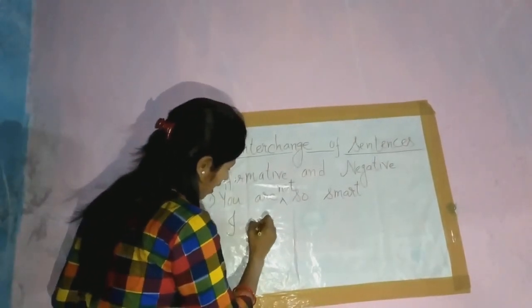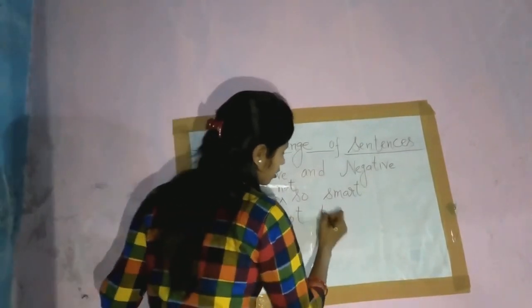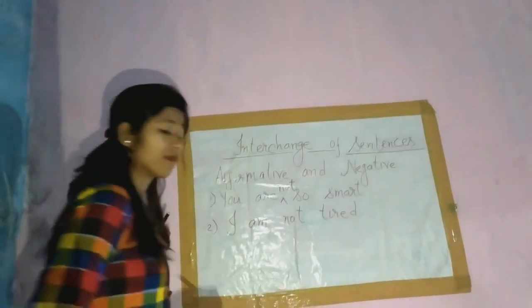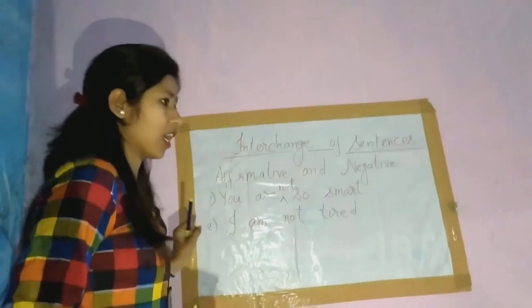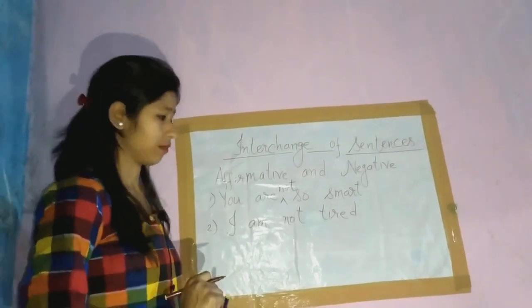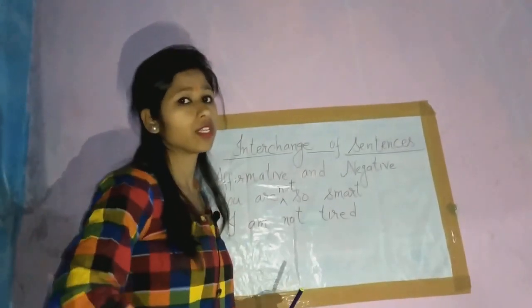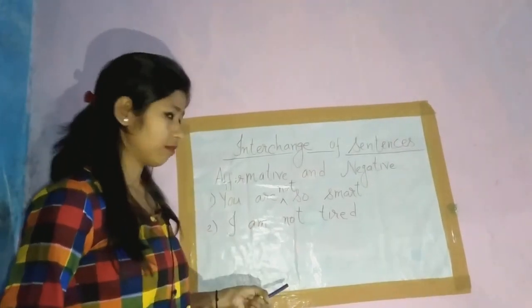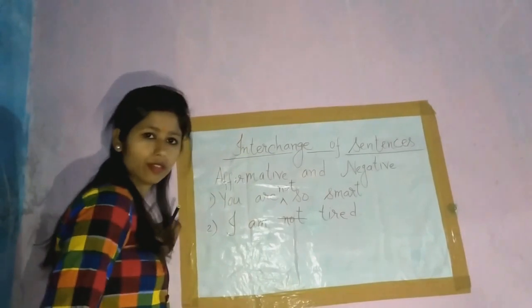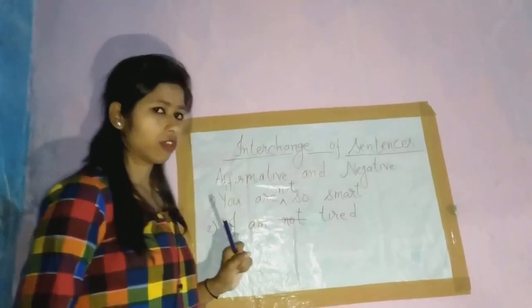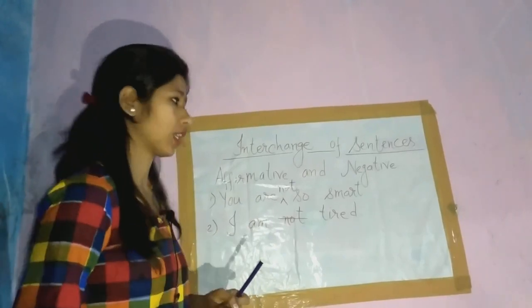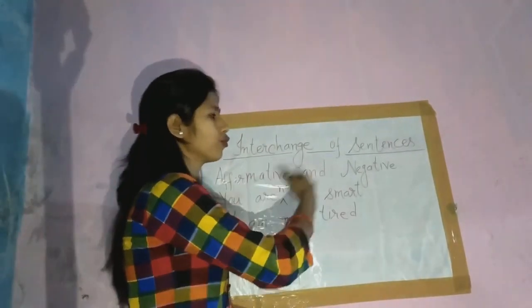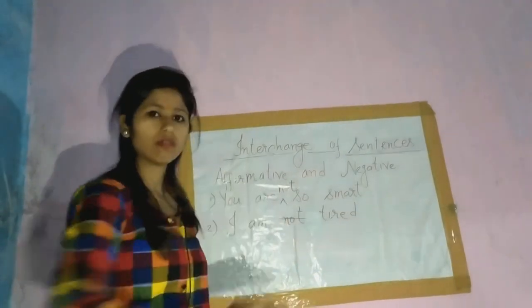Second, I am not tired. This is a negative sentence and we have to make it affirmative. When we have to make any negative sentence affirmative, we just erase not. You see, I am not tired. It will become I am tired. Okay, so these are two examples of how we can interchange any affirmative to negative or negative to affirmative sentence.